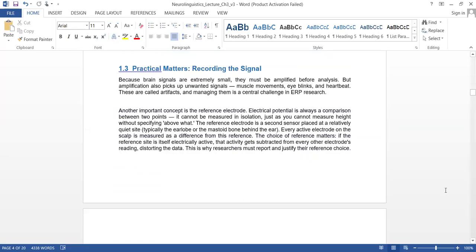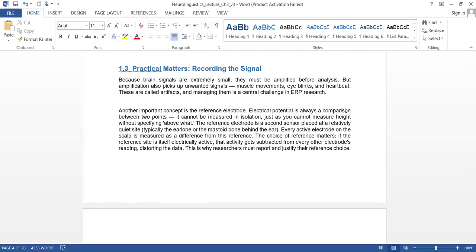Now, practical matters. Because brain signals are extremely small, they must be amplified before analysis, but amplification also picks up unwanted signals. Muscle movements, eye blinks, and heartbeat are called artifacts, and managing them is a central challenge in ERP research, right? So unwanted signals can also get amplified. So now the problem is how do you know that the brain has been amplified by these things, or actually some other unwanted stimulus? This is the tricky thing which has to be managed.